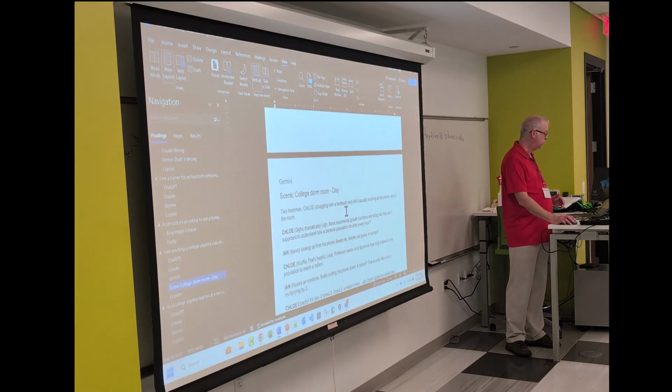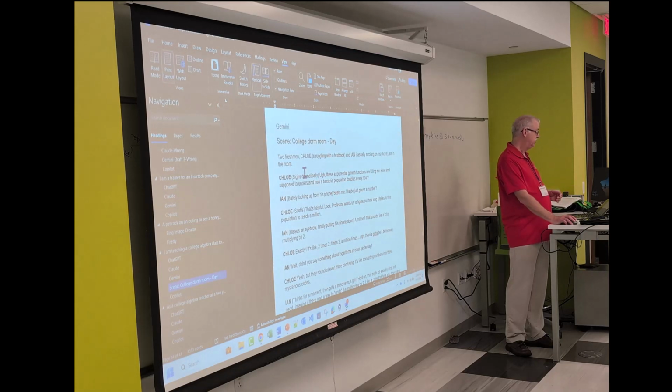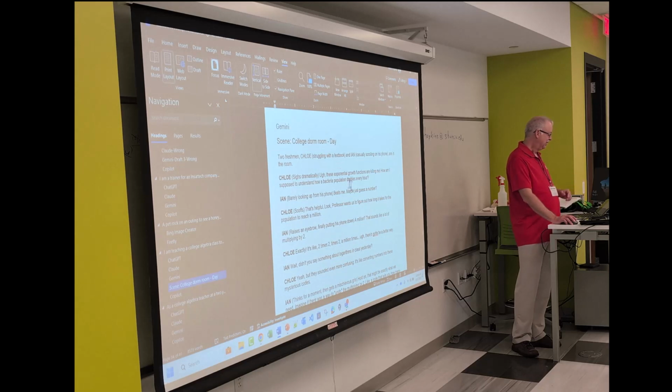One more example, with Gemini, the same type of scene as well, where we've got 2 freshmen, one with a textbook, one casually scrolling on his phone. I think, boy, that's how freshmen would interact. And we've got to have the dramatic side.